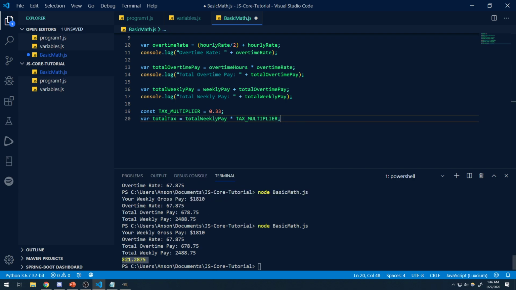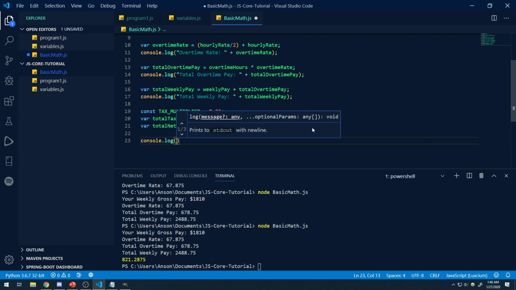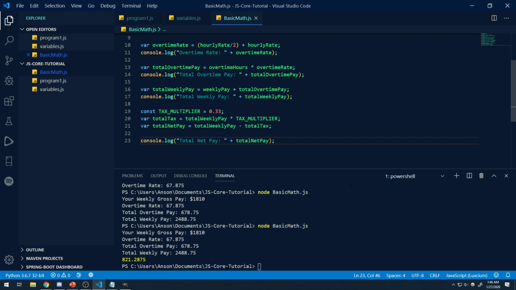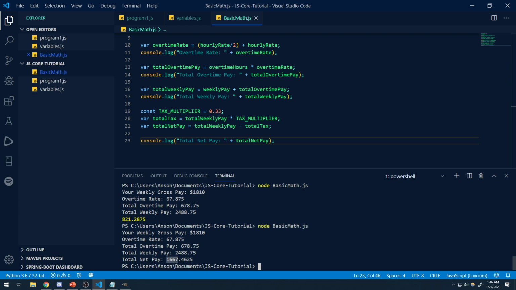So we have $821.28 that is supposed to be taken out of our paycheck. That's 33% of $2,488.75. Now we're going to use the subtraction operator to subtract the total tax from the total gross pay. So we're going to say var total net pay is equal to total weekly pay minus total tax. Then we can console log total net pay. If we print this again, you can see total net pay is $1,667.46. That's still a lot of money.